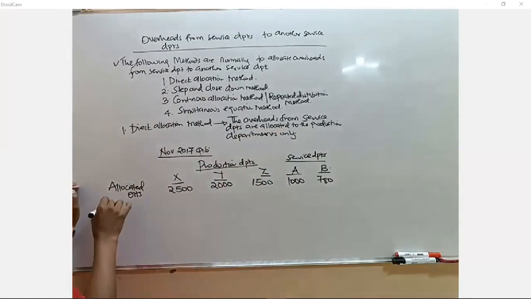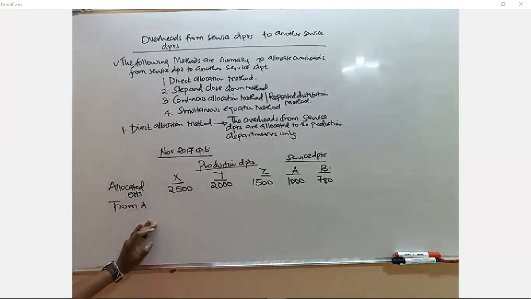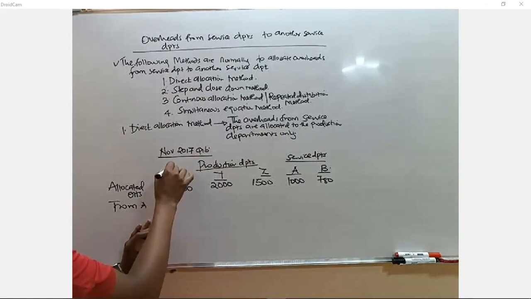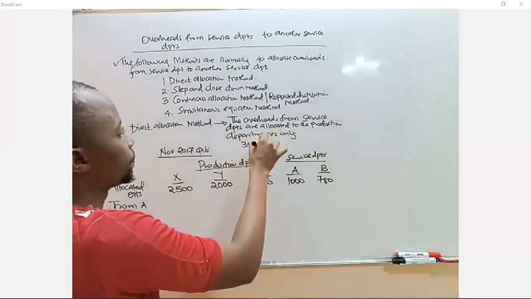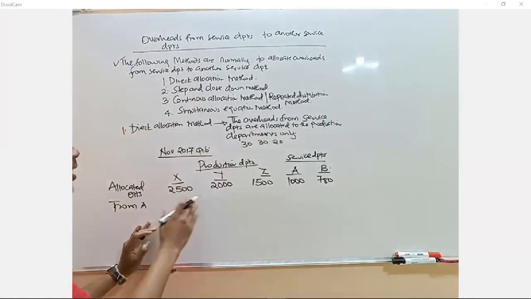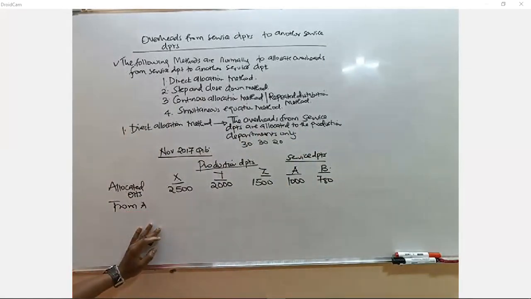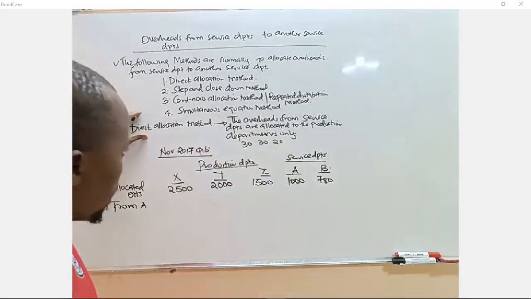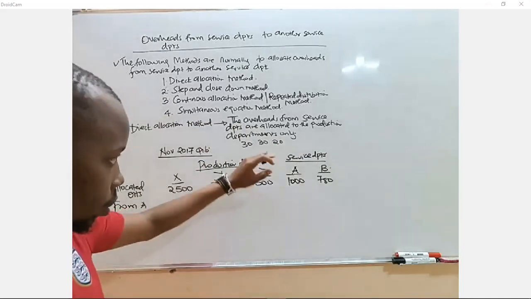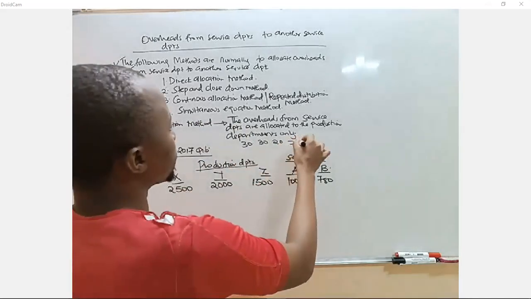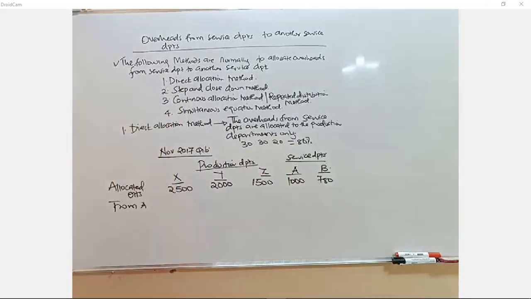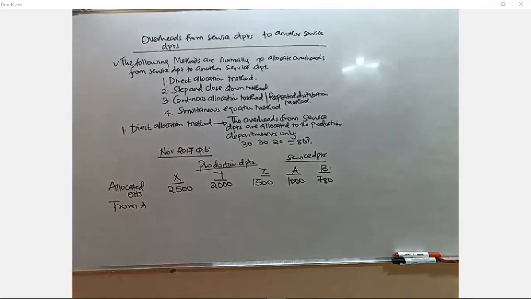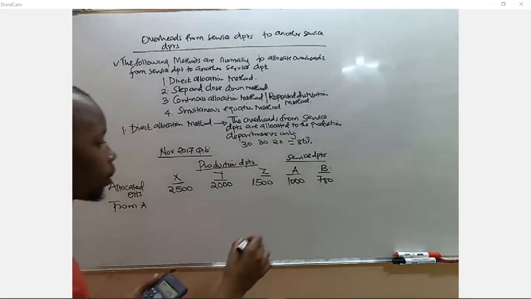So in this case, I say from A now. Let me just allocate from A. But there are proportions I see given below. We have been given 30, 30, 20 for X, Y, Z respectively. We said that other 20 is allocated for B. Since you are using the direct allocation, you ignore that proportion. So what are we left with? We are left with 80%. We are working with 80%. So it will be 30 divided by 80.